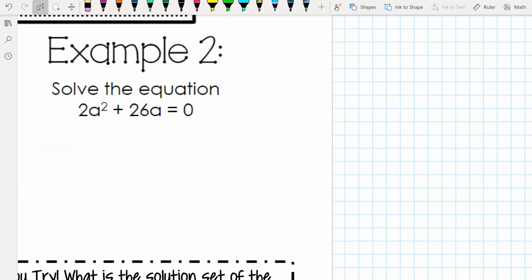We have 2a squared plus 26a equals 0. You should always make sure that it's equal to 0. If it's not equal to 0, you need to make it equal to 0. So at this point, it's equal to 0. Do we have a GCF? And you should be telling me, yes, I have a GCF. My 2 and 26 are even, so they at least have the number 2 in common. My a squared and my a should have an a in common.